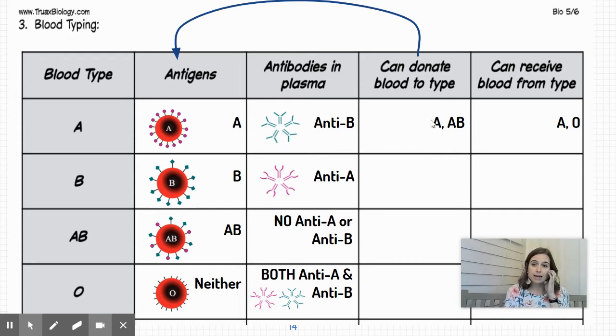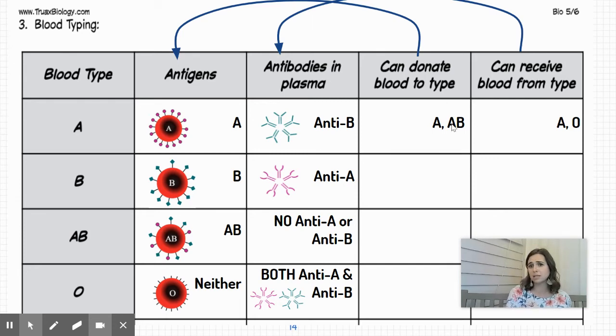Now, who they can receive blood from is slightly different because instead of looking at the antigens, when we talk about whose blood I can take into my body, I got to pay attention to what antibodies are present in my body.